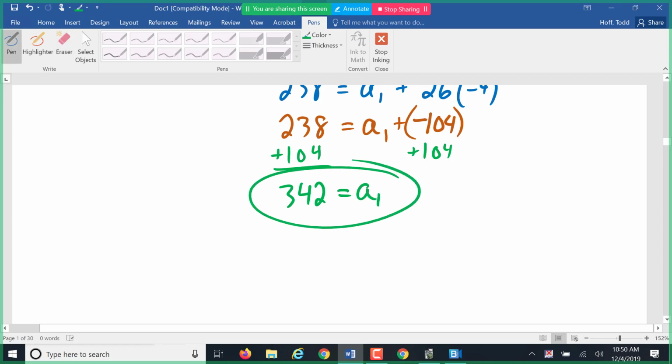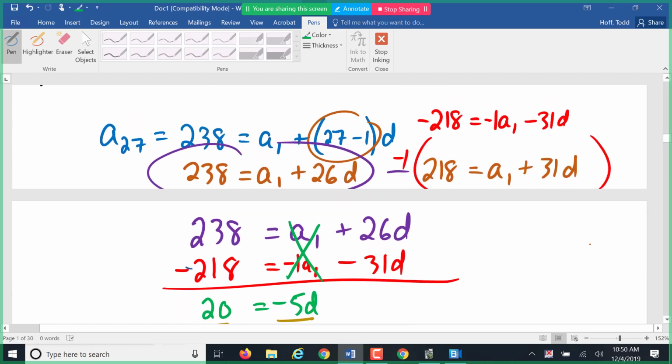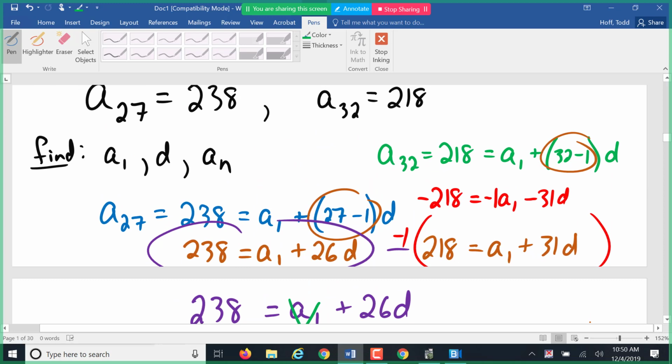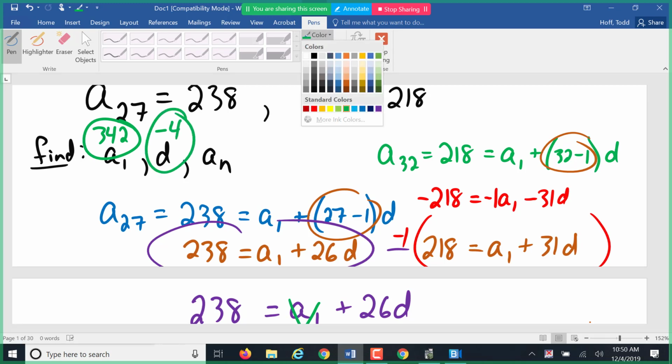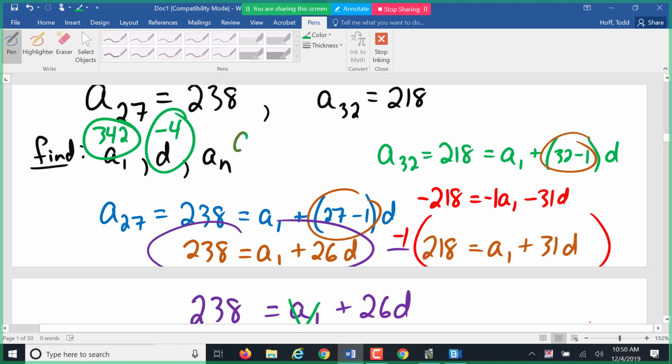So now we have two of the pieces we were asked to find. A1 is 342. D, the common difference, is negative 4. The AN formula: AN equals A1 of 342 plus N minus 1 times D of negative 4. So there's our formula.